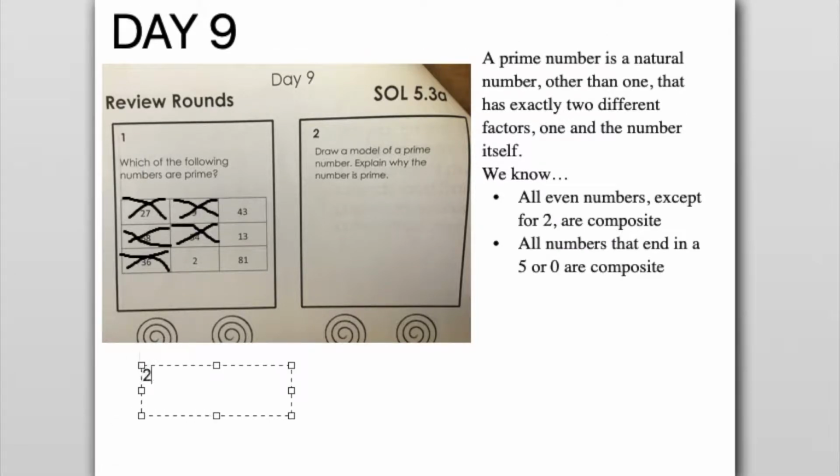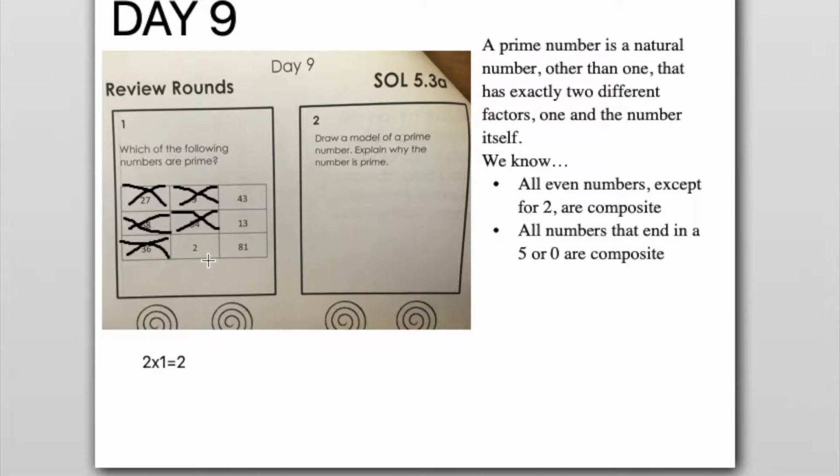Well, let's see. We know 2 times 1 equals 2. Are there any numbers you can multiply to equal 2? What if I did 1 times 1? No, that equals 1. That can't be right. What about 3 times 1? No, that equals 3. So there are only 2 numbers to equal 2. So they have 2 factors, 2 and 1. So the number 2 is our first prime number here. All right, let's go to the next number. We have 43.